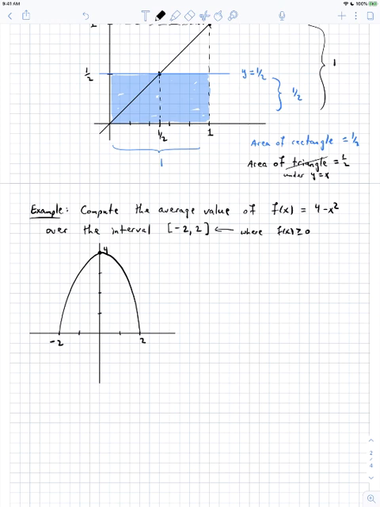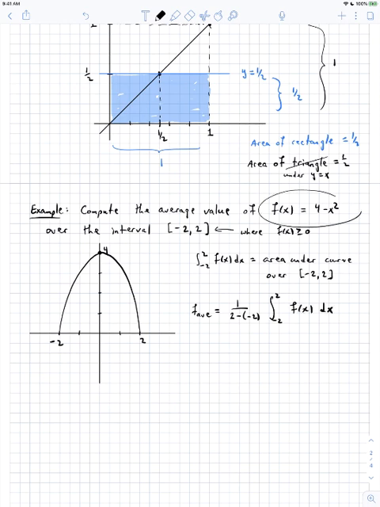So if you compute the definite integral from minus 2 to 2 of f of x dx, that's equal to the area under the curve. Again, over the interval from minus 2 to 2. So what is the average value? The average value from minus 2 to 2 is 1 over b, which is 2, minus a, which is negative 2, times the integral from minus 2 to 2 of f of x dx.